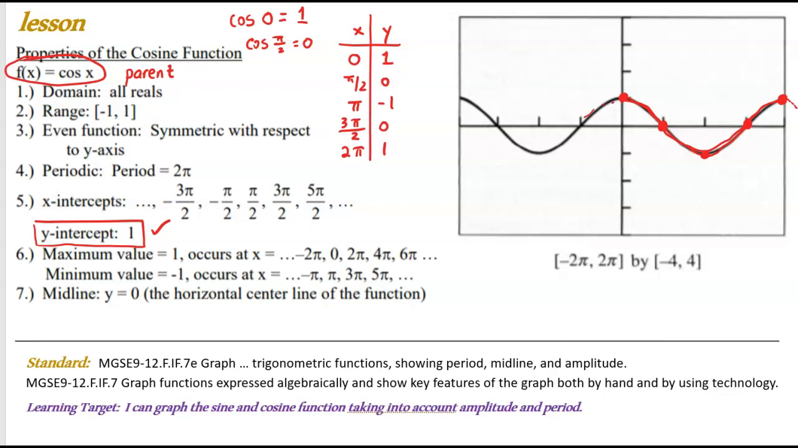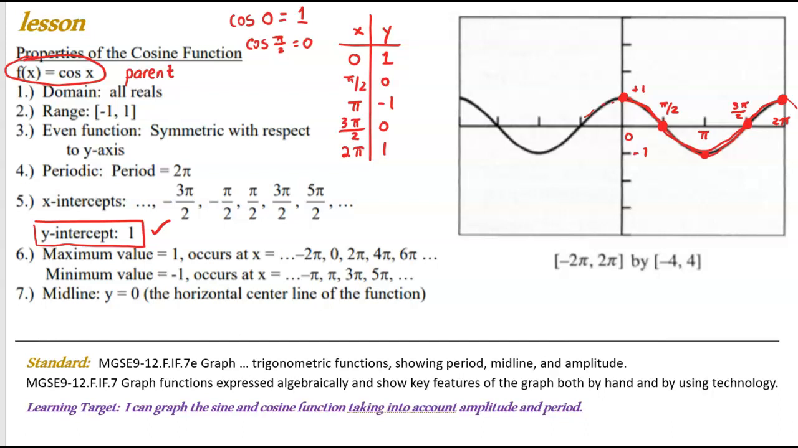But those are the important values, so we still have 0 on the x-axis, pi over 2, pi, 3 pi over 2, and 2 pi. So you'll see those same values over and over. That's negative 1. That's positive 1. And that's negative 1. So where you start determines where all the other points fall in.